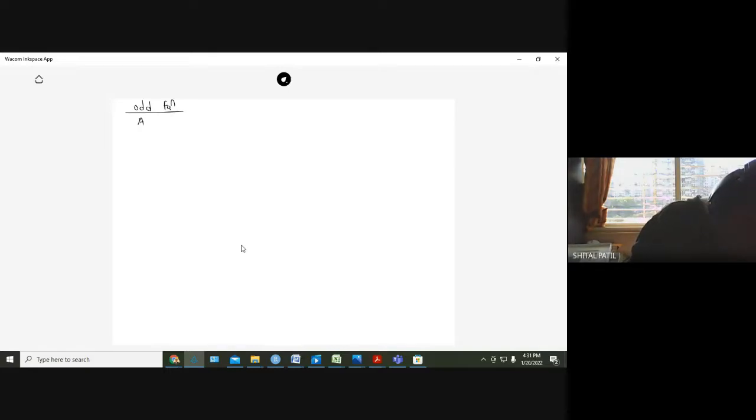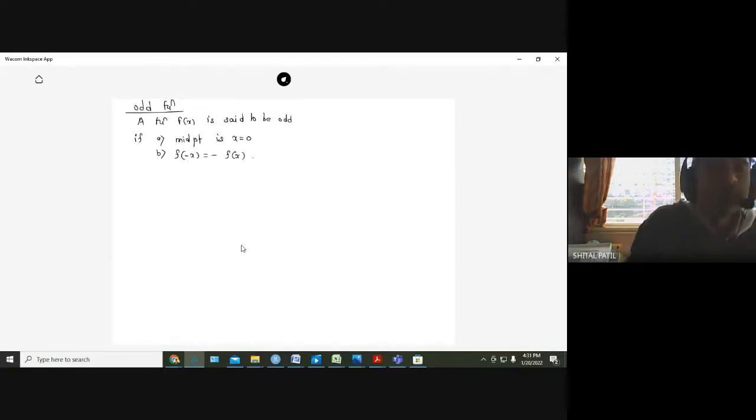Now, a function f of x is said to be odd if the midpoint of the interval is x equal to 0. We'll understand now why this condition is required. Actually, separately it is not required to write the condition, but as engineering students, usually we forget it. Therefore, it is always better to write the conditions explicitly. Okay, f of minus x equal to minus f of x.